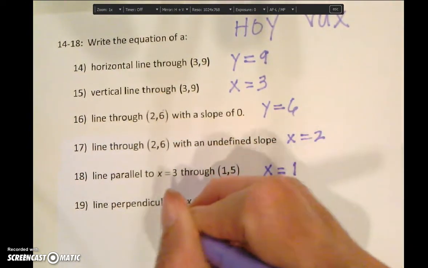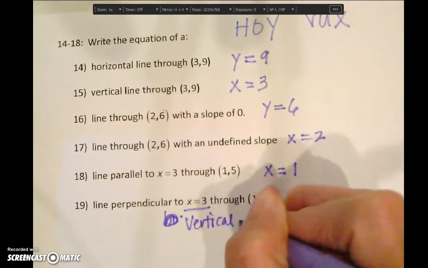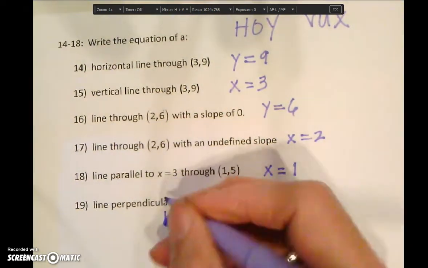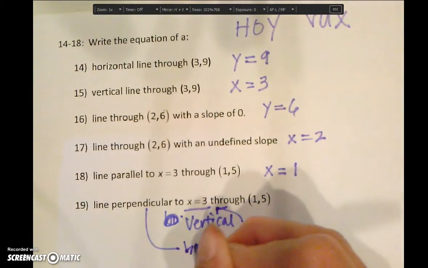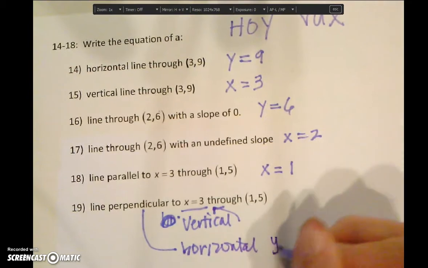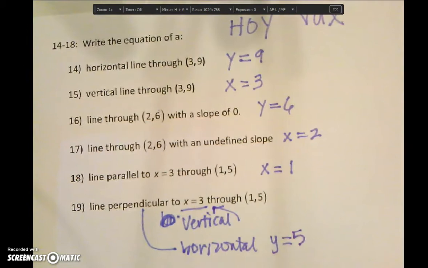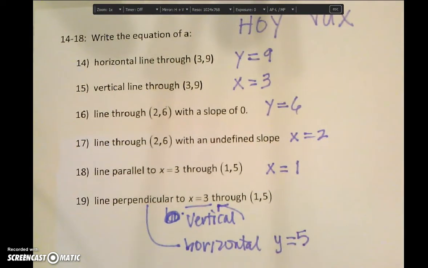So this one is, I'll put here, this is vertical. So if I want perpendicular, I'm going to want horizontal. And so for a horizontal line, it's going to be y equals whatever the y value is, which is 5. All right, we're finished with these videos.